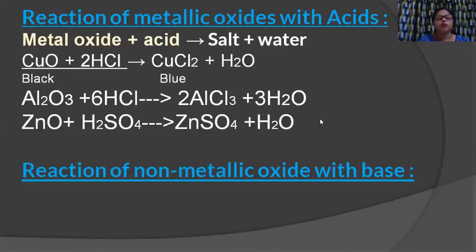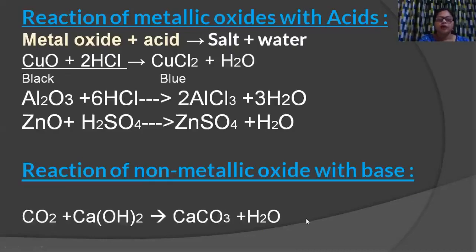Reaction of non-metallic oxides with base. Non-metallic oxides are such as carbon dioxide, sulfur dioxide, sulfur trioxide. How do these non-metallic oxides react with base? Carbon dioxide, when it reacts with calcium hydroxide, forms calcium carbonate and a water molecule. This reaction we have already discussed when we were discussing the confirmation test of carbon dioxide.